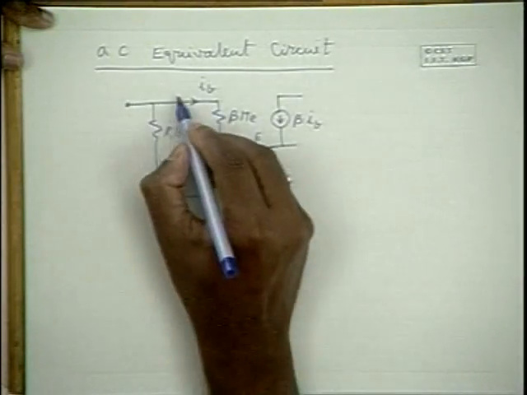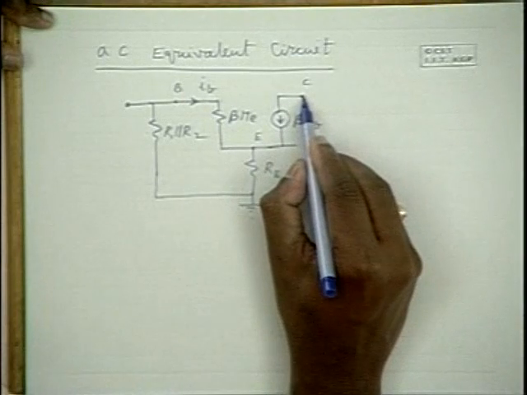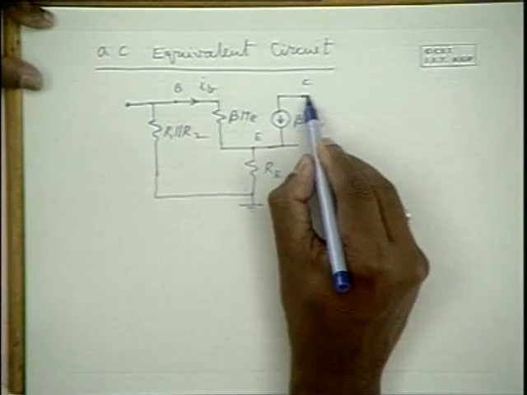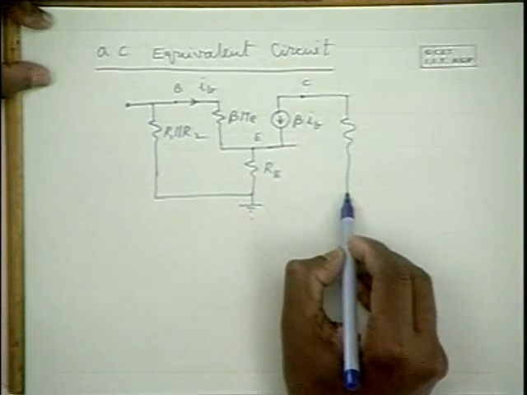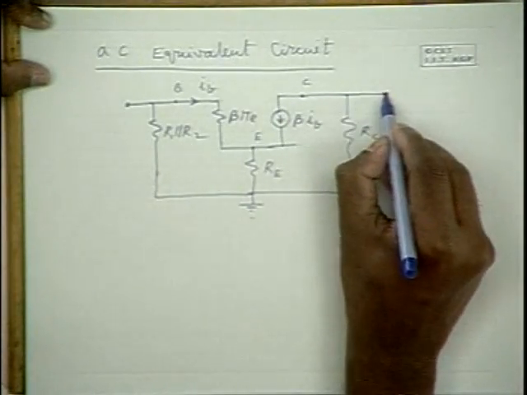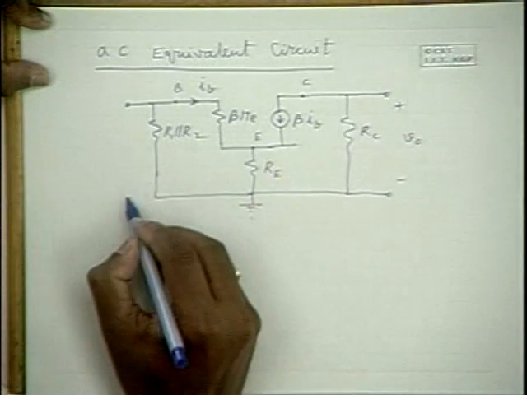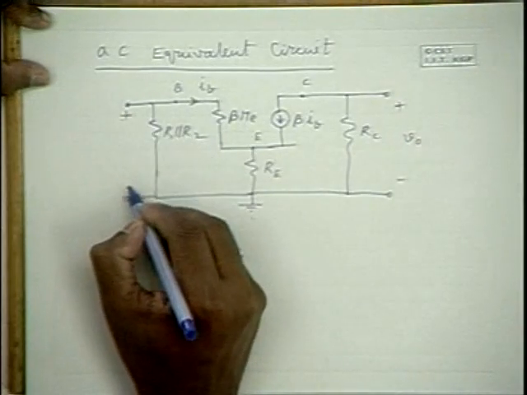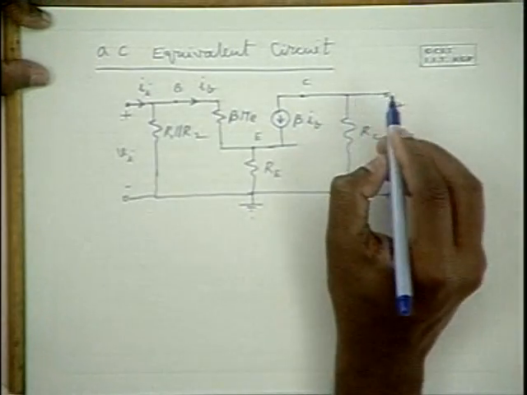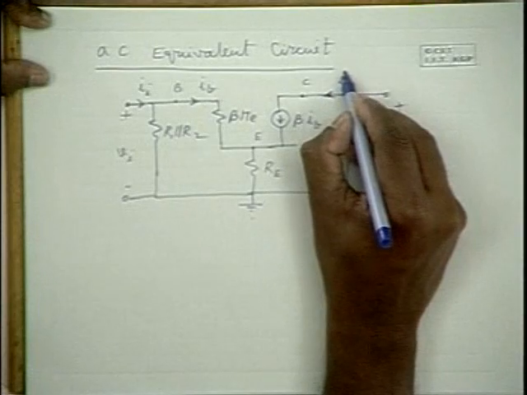And this is the collector point, this is the base, this is the collector point. Between the collector point and the ground, or VCC to ground, we have RC. Now this is the output voltage, where this is the input voltage, and this is the input current, and in the convention which we are following, this is the output current.